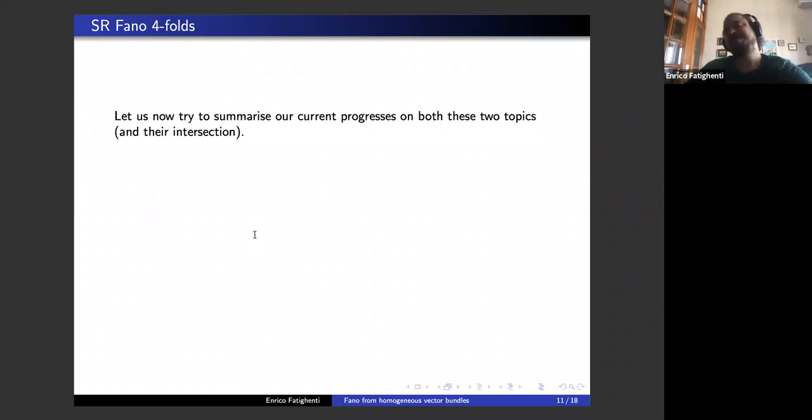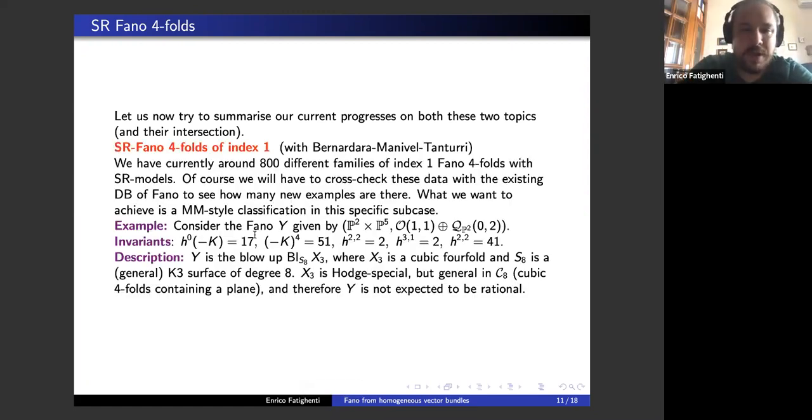So I've told you about Fano fourfolds of index 1. I've told you about Fano varieties of K3 type, and let me now try to summarize our current progress on both of these 2 topics, and in particular on the intersection of these 2 topics. So let me start with a report on a project which is currently ongoing together with Marcello Bernardara, Laurent Manivel, and Fabio Tanturri, which is to classify or at least understand the zero-locus Fano fourfolds of index 1.